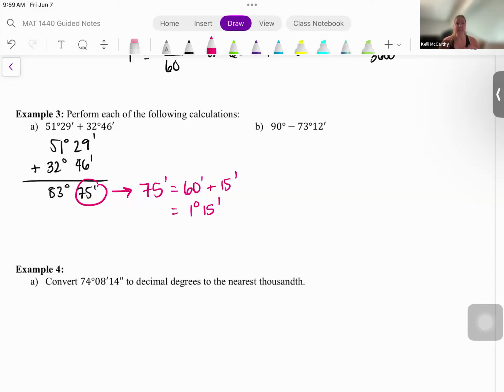So 75 minutes is 60 minutes plus 15 minutes, and we know that 60 minutes is 1 degree. So that 75 minutes becomes 1 degree, 15 minutes. And I'm going to combine that 1 degree with the 83 degrees. So we get 84 degrees, 15 minutes when we add those.